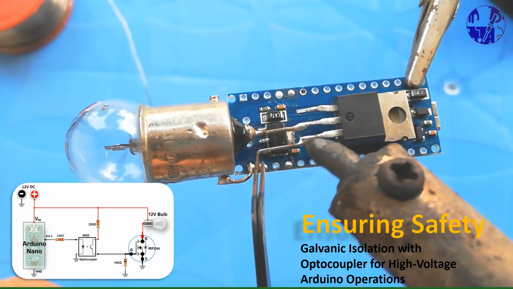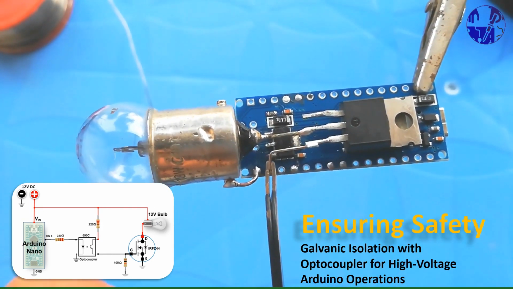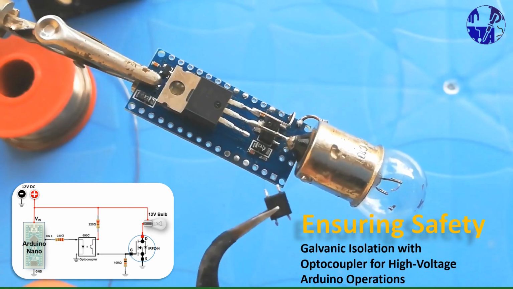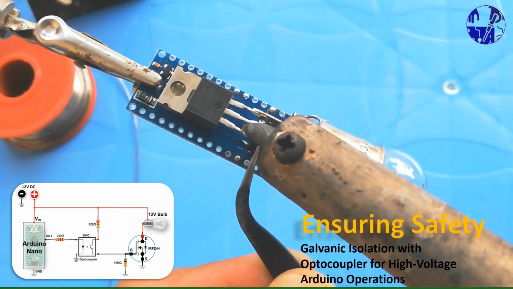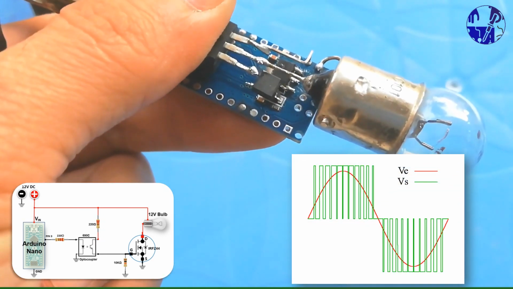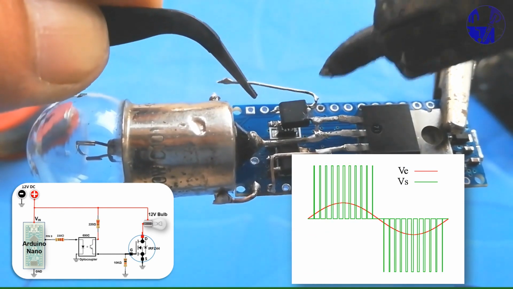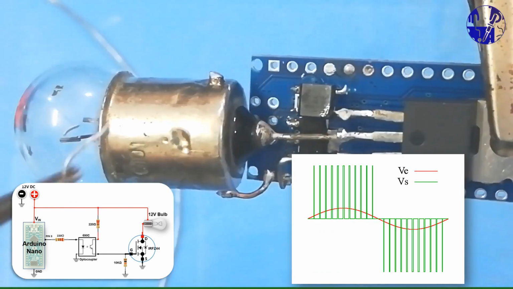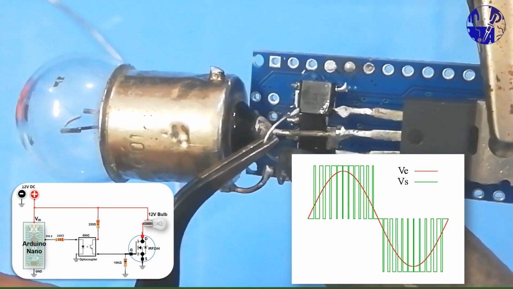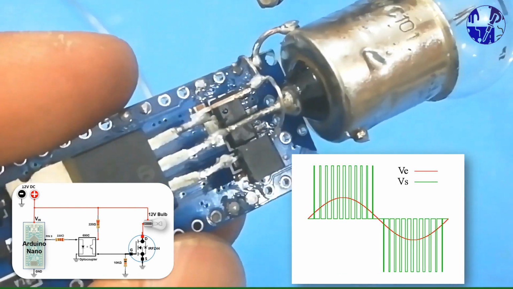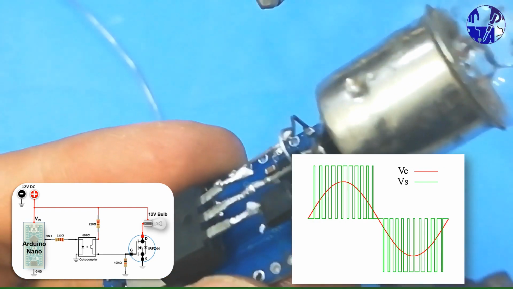This is achieved through the galvanic isolation of an optocoupler, thereby preventing any potential damage to the Arduino. This example demonstrates the use of pulse width modulation to fade a light bulb by adjusting the duty cycle of the signal at pin 3 of the Arduino. Additionally, the speed of a DC motor can be controlled using the same example.